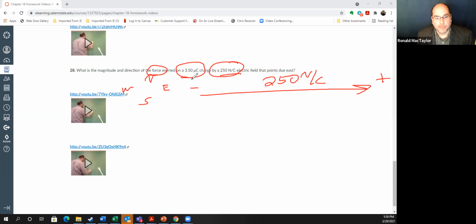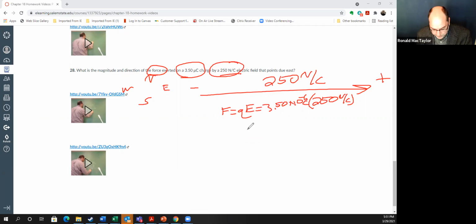It just says 3.5 microcoulomb, so I'm assuming it is a positive 3.5 microcoulomb charge. So the force is Q times the electric field, QE. 3.5 times 10 to the negative 6th coulombs times 250 newtons per coulomb.